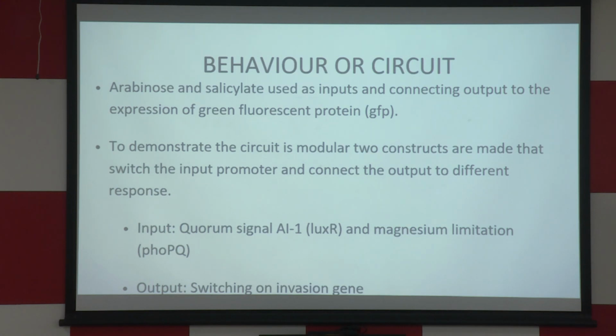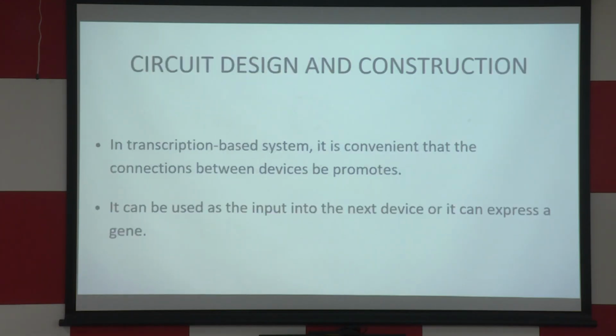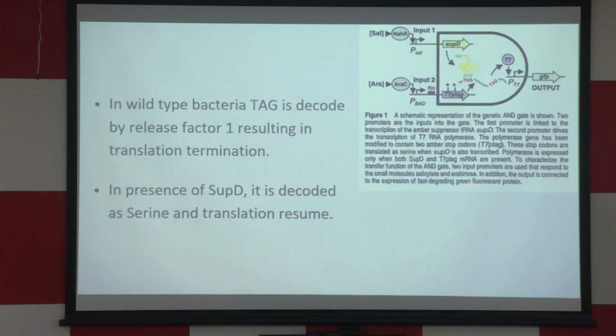What they did was change the input from T7 RNA polymerase and subject it to the quorum signal A1 and magnesium limitation. The output was that it switched on an invasion gene that was killing mammalian cells. So it was a demonstration that we got a modular circuit. In a transcription-based system, it's convenient to use a promoter, because we can use it for the next circuit or to express another gene. So it was crucial to use a promoter as input and output.